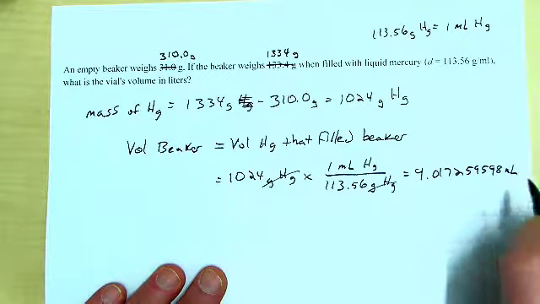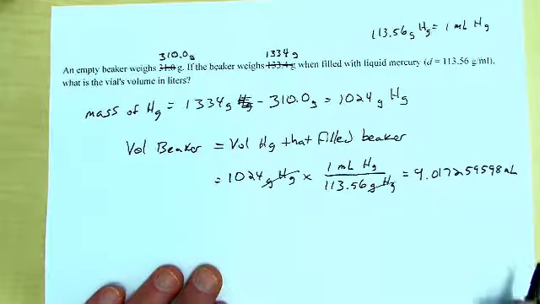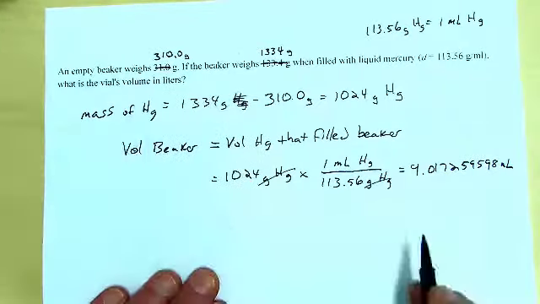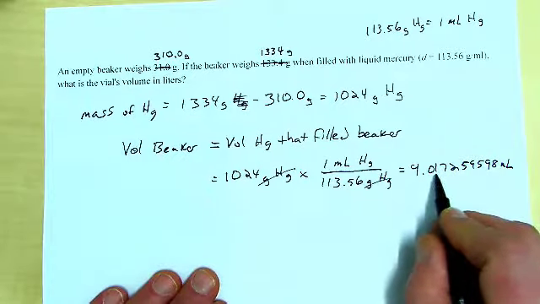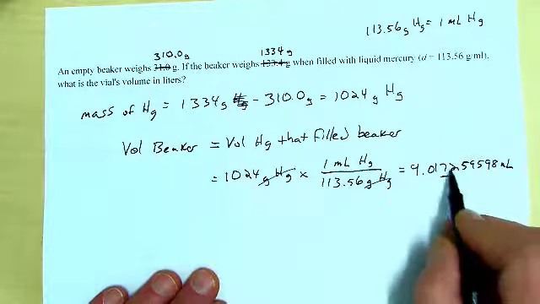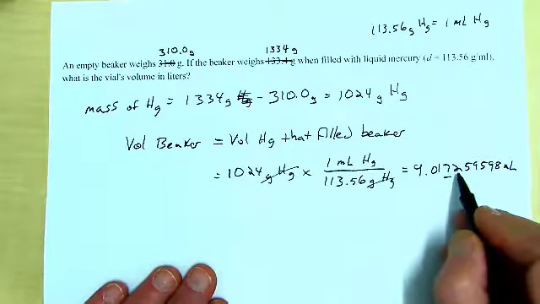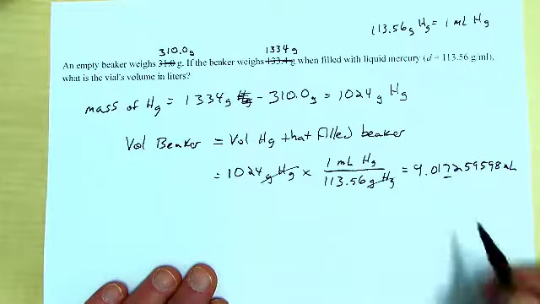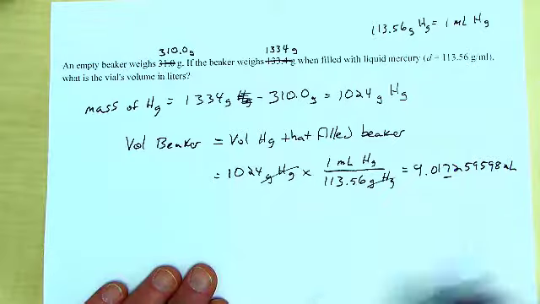What we get here is 9.017259598 mL. Those are all the digits that my calculator gave me. Remember, we only have 4 sig figs here. So 1, 2, 3, 4. Instead, we're going to cut it here at that 7. The 2 is less than 5, so we're going to keep it as a 7 here.